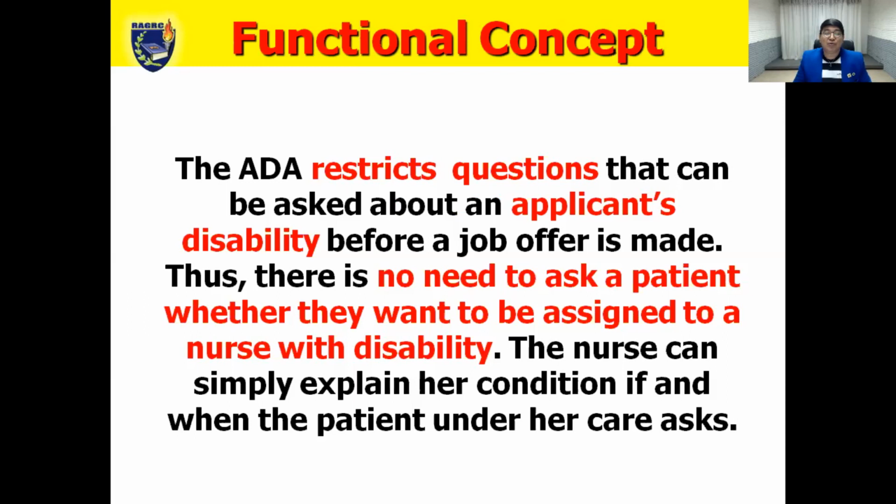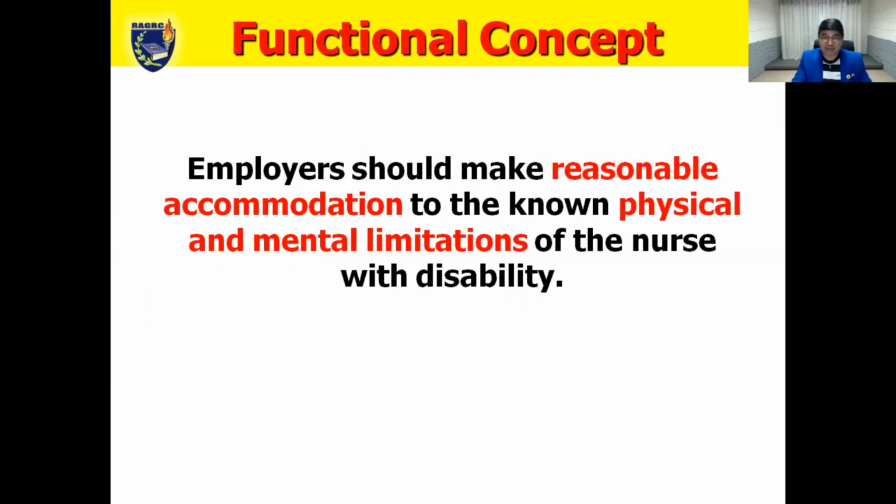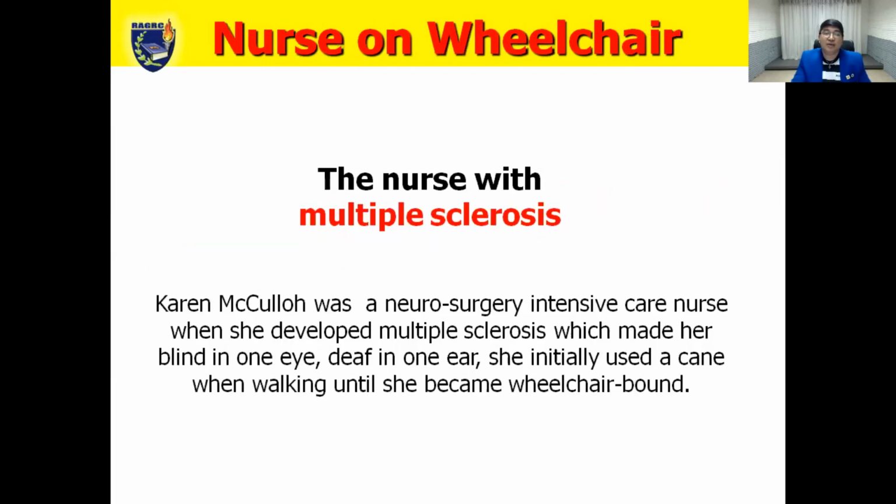What matters the most is that we know what the nurse with disability can do, and therefore we have to align the tasks that are assigned to them in relation to their abilities. Okay. So employers should make reasonable accommodation to the known physical and mental limitations of the nurse with disability. Now, this actually is applicable to institutions with 15 employees or more, as is specified in the ADA.